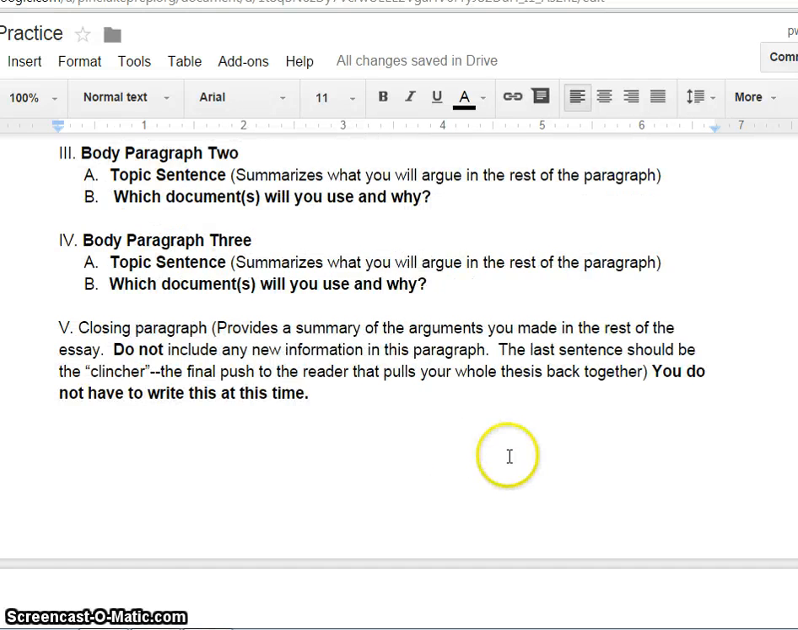The last part of the outline mentions the closing paragraph. So this would be the fifth paragraph in the essay. The closing paragraph should not include any new information. It should be a summary of information that you've already mentioned. And the last sentence of your closing paragraph is going to be, in this language, the clincher. It's going to be the final takeaway that your reader has, and it's going to tie back into your thesis. So you really want to leave your reader with something to think about.